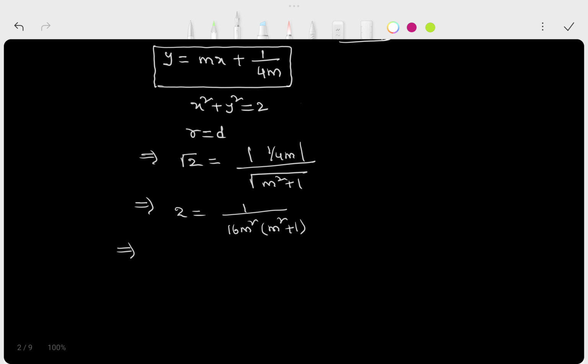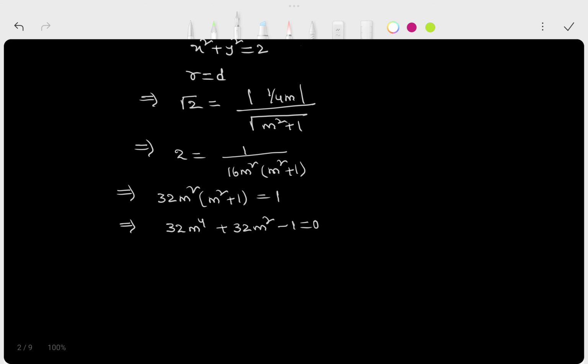This one, by cross multiplying, 32 into m square into m square plus 1 is equal to 1. So by simplifying, this will be 32 into m to the power of 4 plus 32 into m square minus 1 is equal to 0. Now very clearly this is a quadratic in the variable m square.